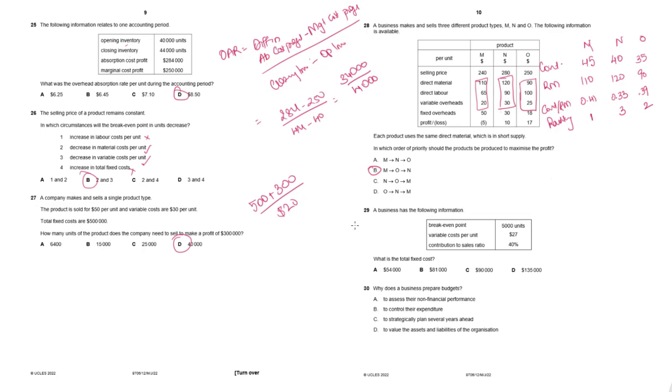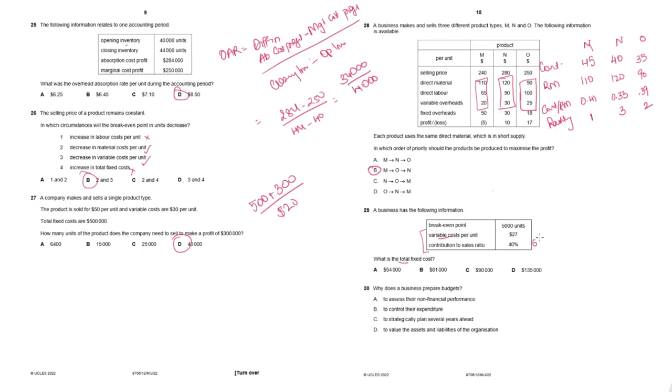So option B. 29th, a business has the following information: break-even point 5,000 units, variable cost per unit $27, and contribution to sales ratio 40%. What is the total fixed cost? Okay, let's see. If contribution to sales ratio is 40% and I'm given variable cost per unit, can I try to establish a relationship between this?